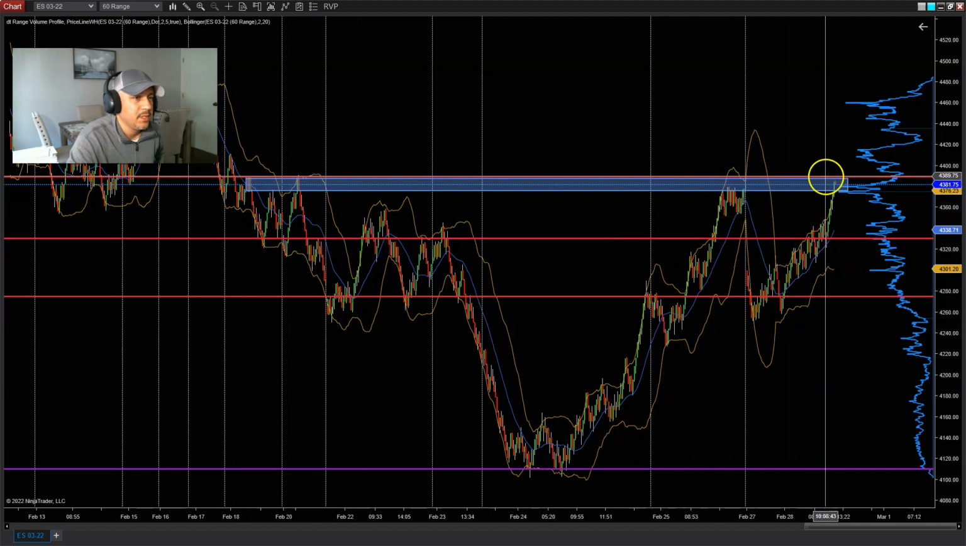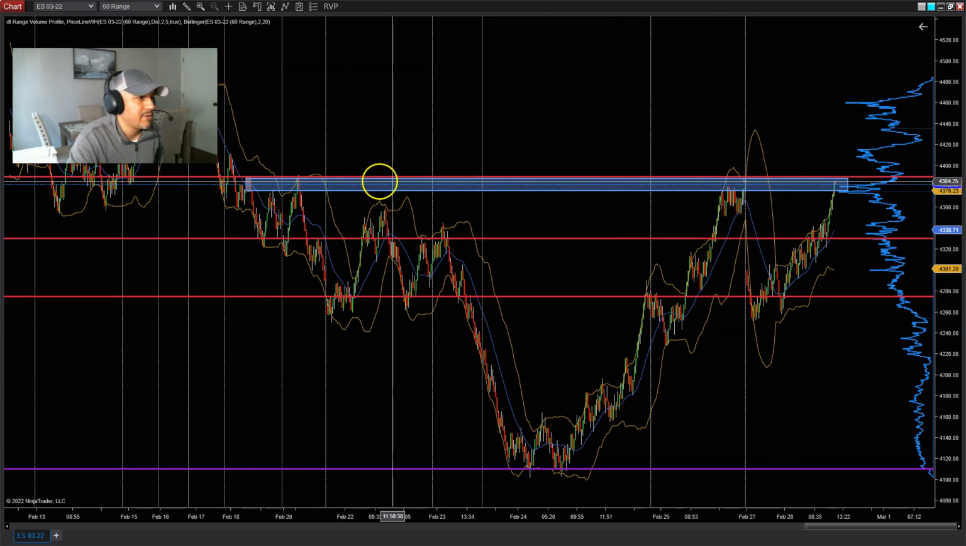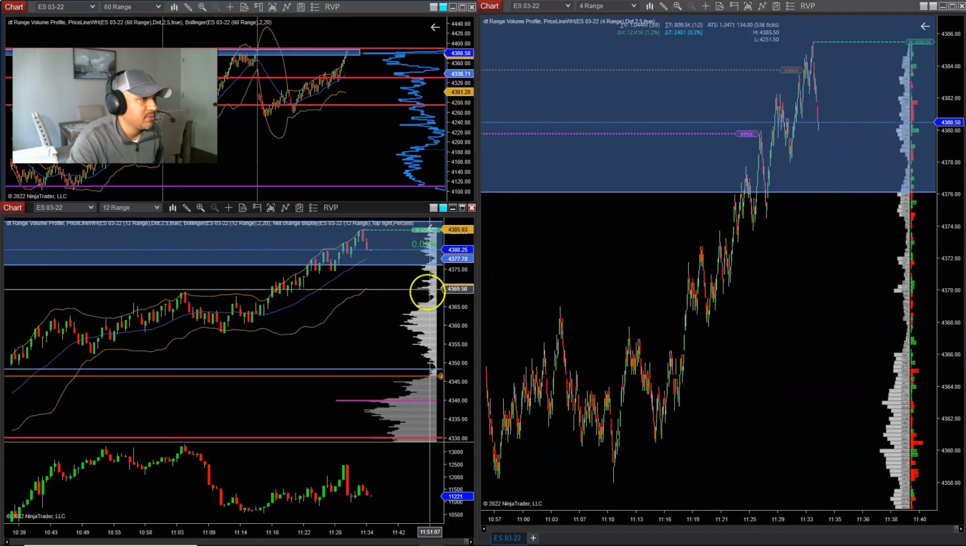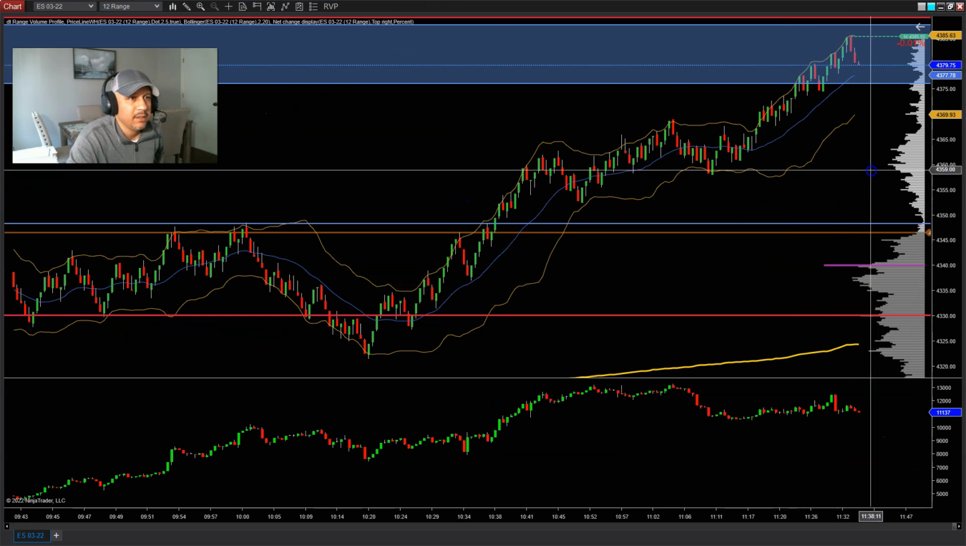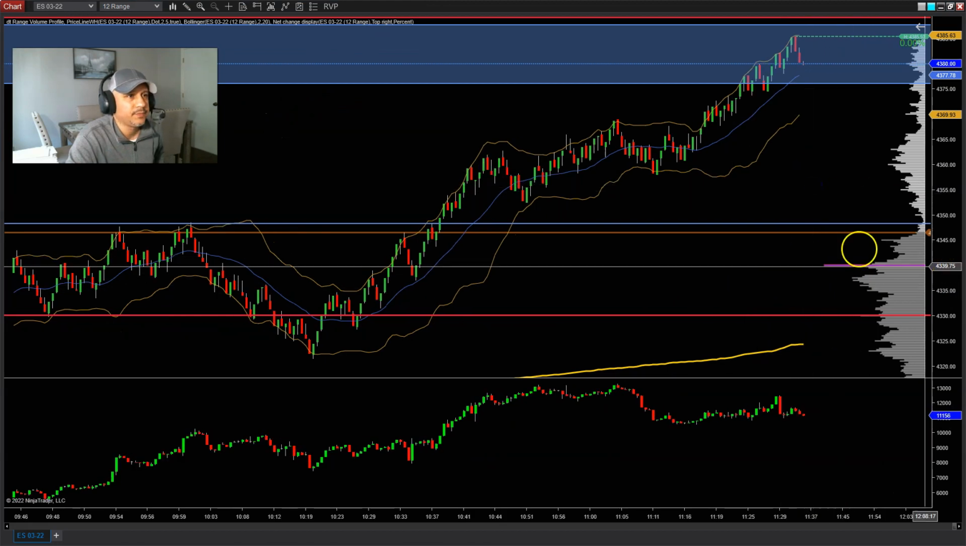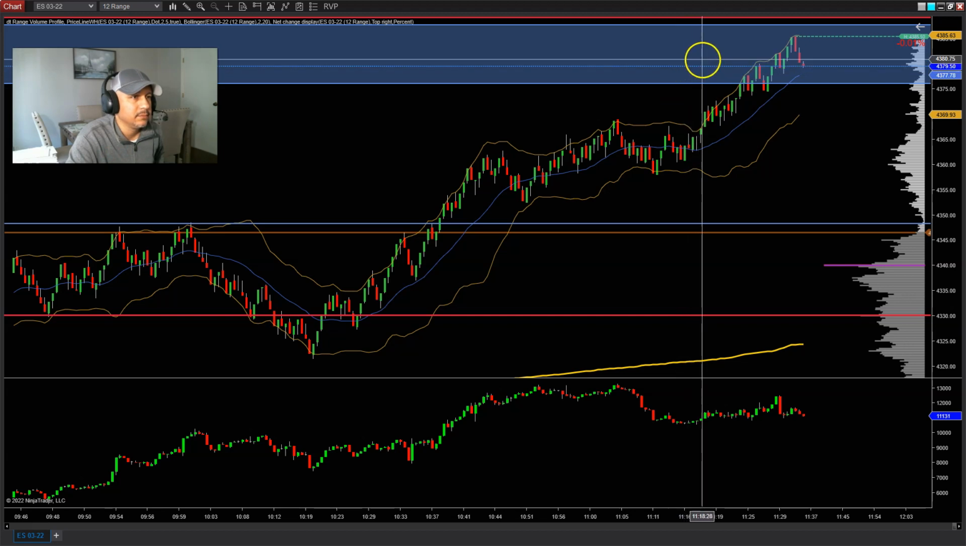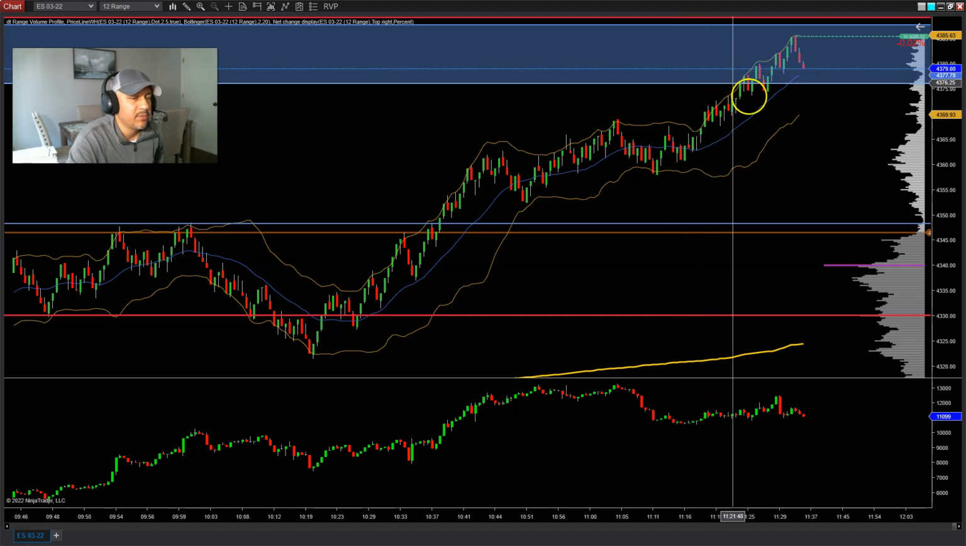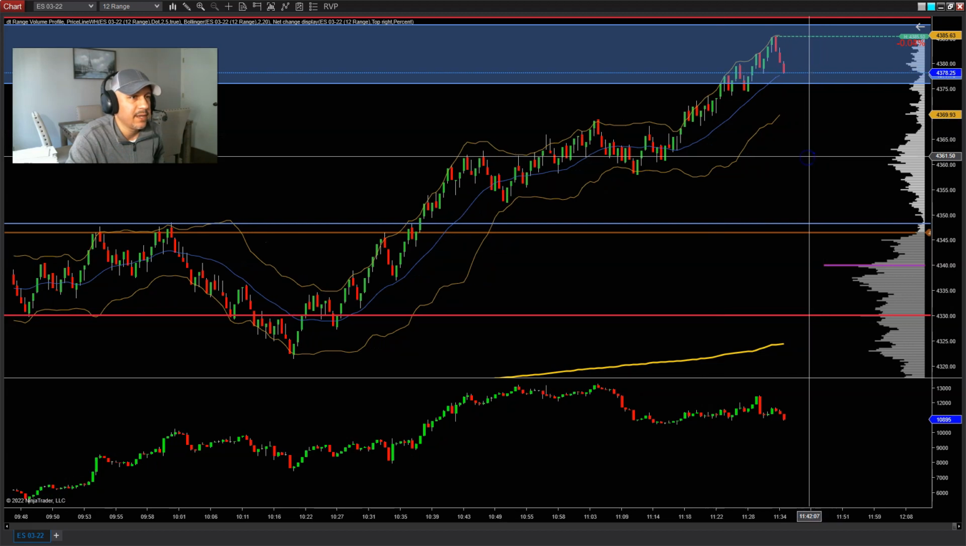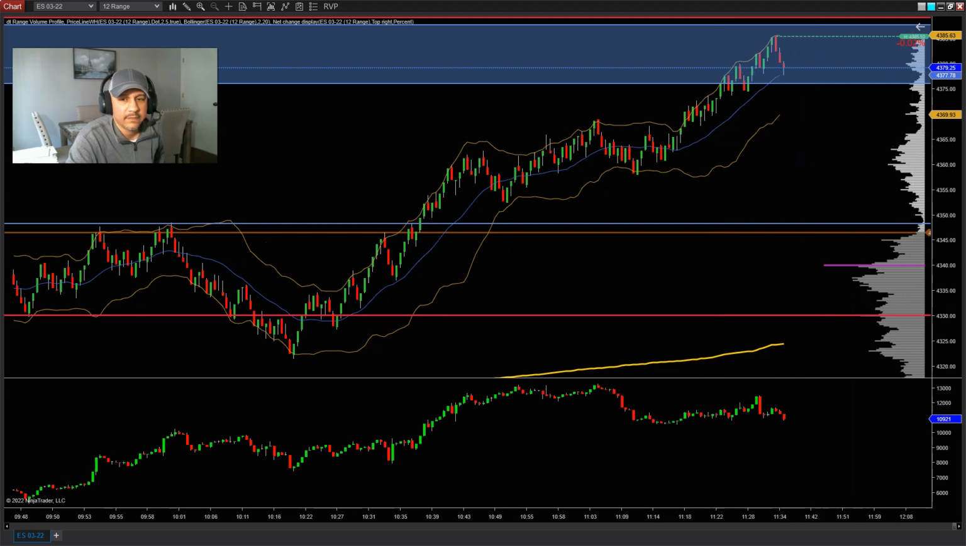But this is going to be a strong area of supply right here off the 60 range. So, yep, you see price rejecting it right now. Got it. All right. So yeah, we see price rejecting it right now. See that? Look at it. Look at that.